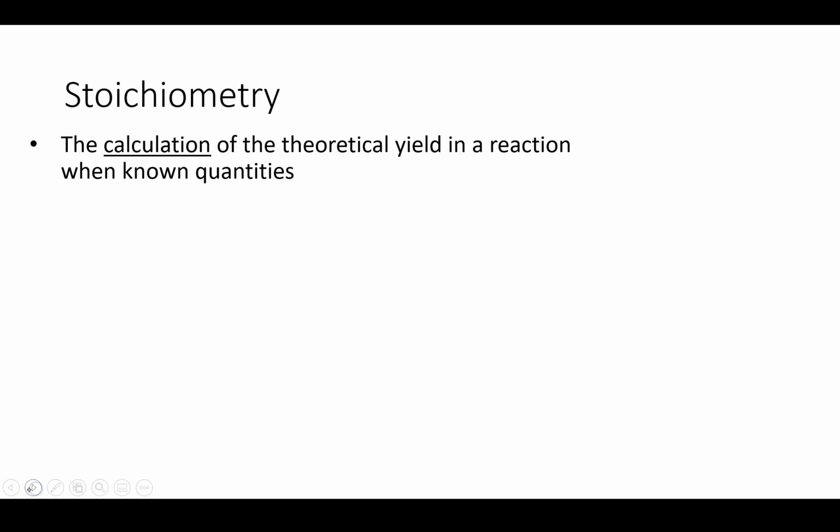So stoichiometry is the calculation of the theoretical yield in a reaction when you have known quantities. To put that in better terms for you, why would we care what the theoretical yield is? We're talking about how much of something we are going to make in a reaction. Now that's important. When we go into the practical uses of chemistry, not just in a lab where I ask you to mix this much of this with this much of that, and then we get something.